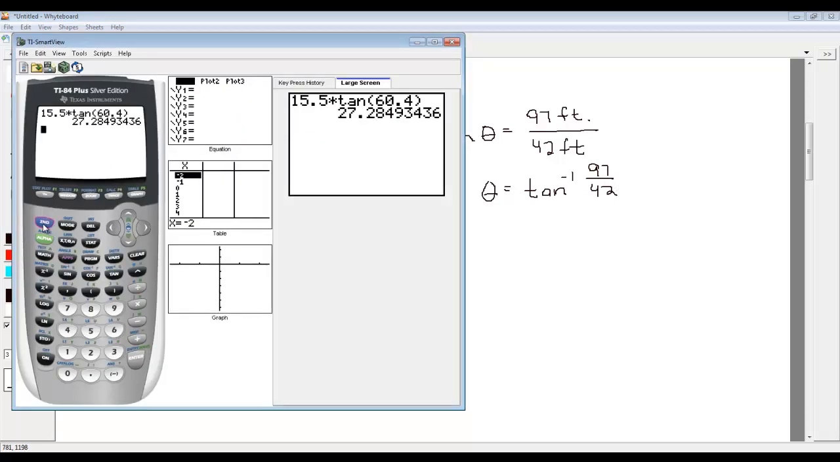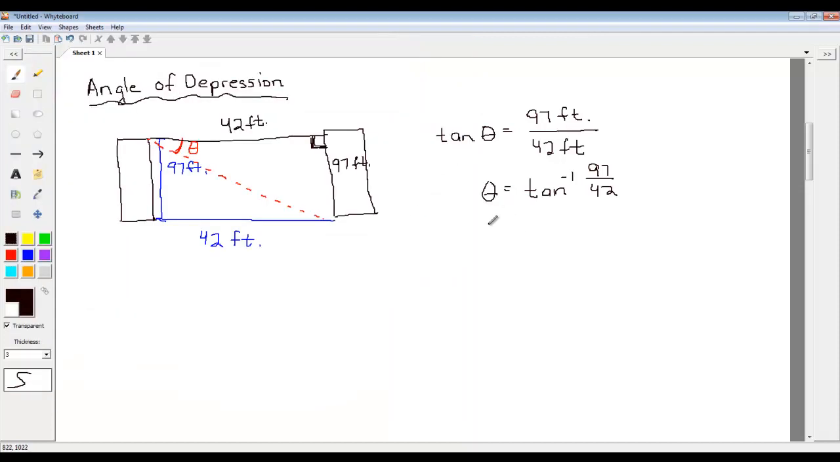Okay, so second tan for the inverse tan, 97 divided by 42. Hit enter. And let's see, our numbers all had like 2 significant digits, so let's go and round to the nearest whole degree and get 67 degrees. So that's that angle of depression, 67 degrees right there.